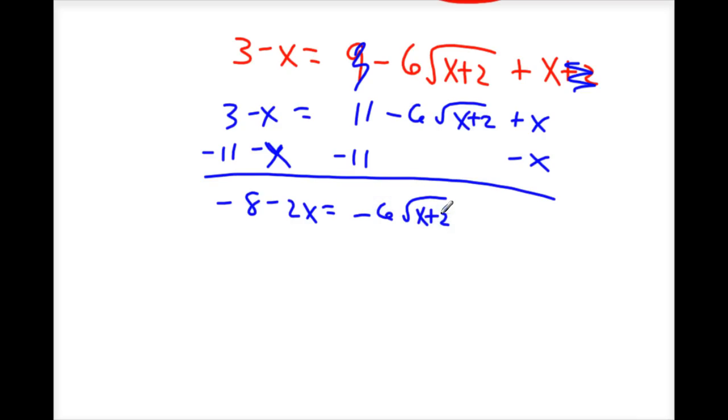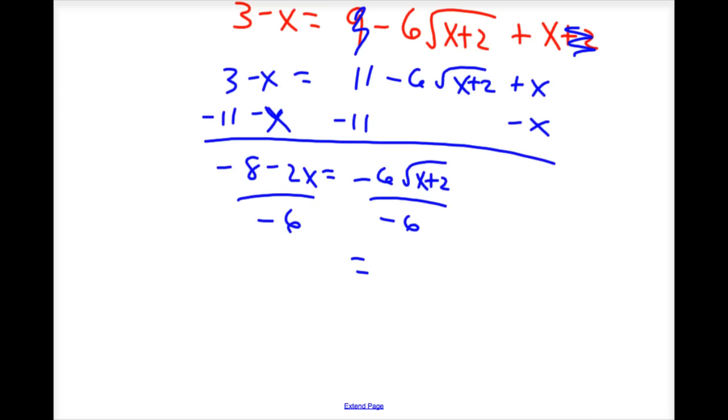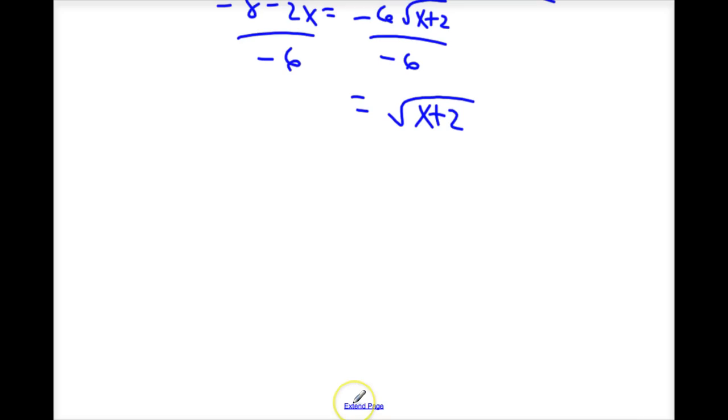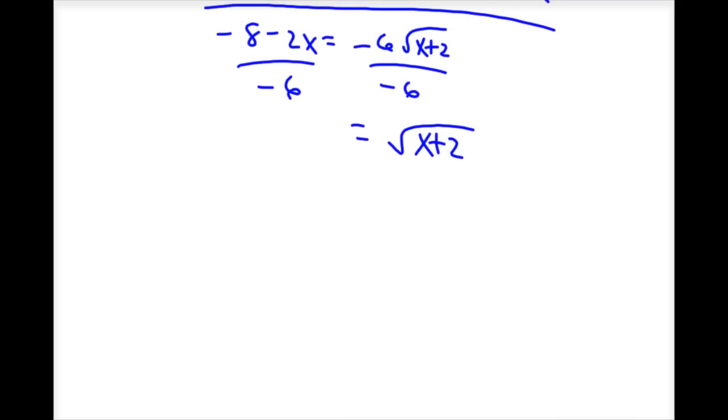Now I have to divide both sides by negative 6. If I do that, that gives me square root of x plus 2 equals. On the left, I can tidy this up a little bit. 2 goes into all 3 terms, and so does a negative. So I'm going to take a negative 2 out of all of them. So the negative 8 will turn into a 4 if I divide it by negative 2. The negative 2x will turn into a positive 1x. And the negative 2 on the bottom, take it out of there, I get a positive 3.